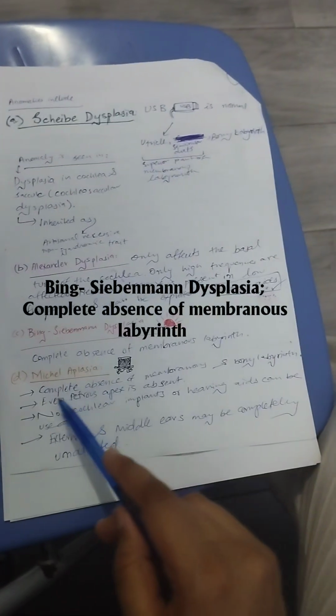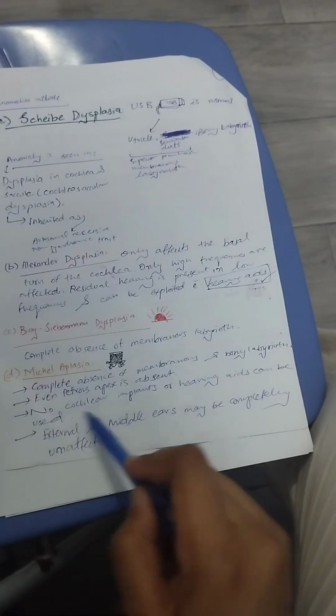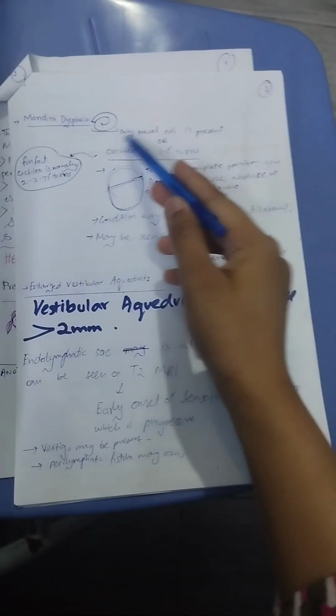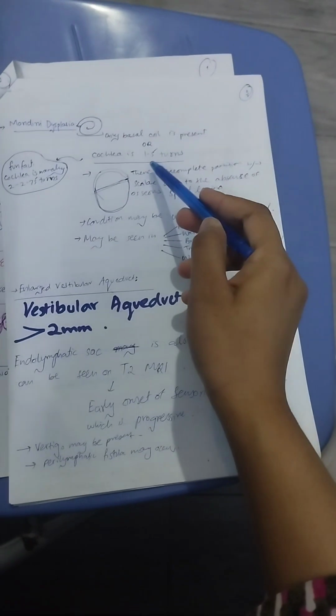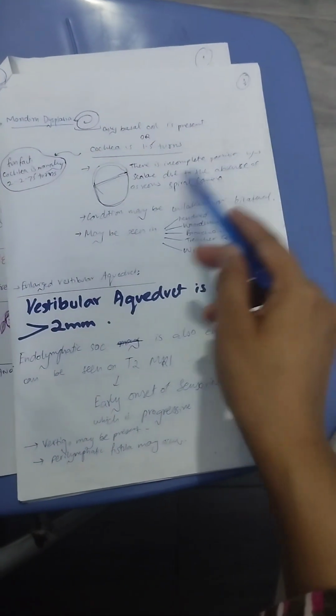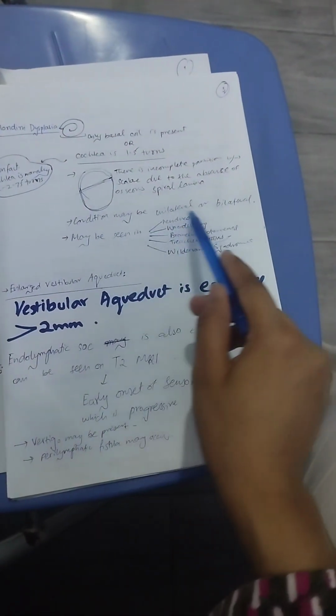Okay, then we have Michel aplasia, which means that there is complete absence of membranous and bony labyrinth. Even the petrous apex is absent, so no cochlear implants or hearing aids can be used. External and middle ears may be completely unaffected. In Mondini dysplasia, only the basal coil is present, or the cochlea is only 1.5 turns, however there is incomplete partition between the scalae due to the absence of the osseous spiral lamina. Conditions may be unilateral or bilateral, and we'll learn about that later.